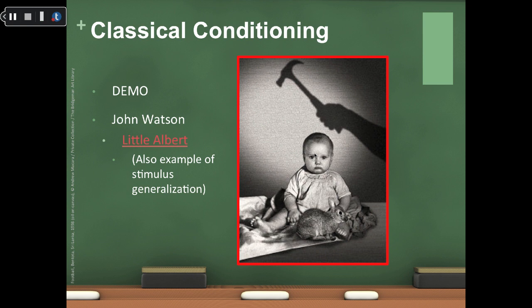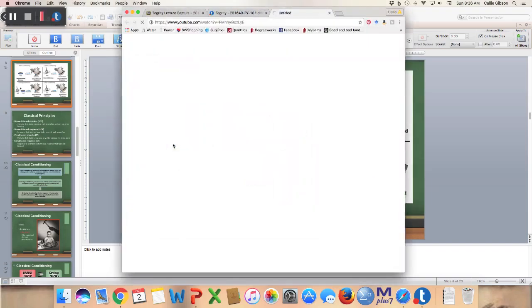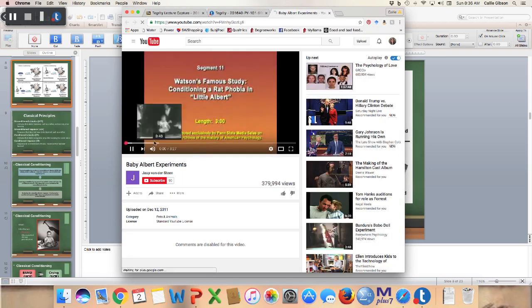Okay, so this is a video of some of John Watson's research. This is another reason why he's a little bit controversial. This is known as the Little Albert Project. You may have heard of this one as well. I'm not going to make you watch the whole thing.